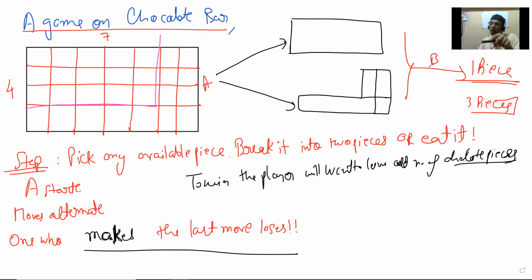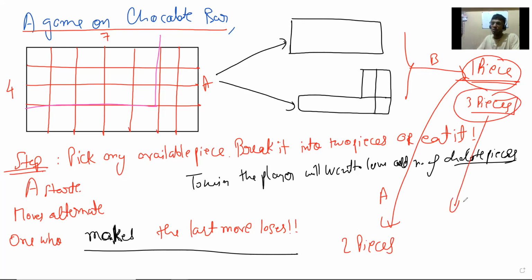Now you see, no matter what A does, if there is only one piece, then he loses. If he eats it, then he loses. If he doesn't eat, then again he will leave two pieces. If he divides it, then he'll leave two pieces for B. He can never leave an odd number of pieces, right? So even when there are three pieces, he eats one of them, he leaves two pieces for B. He divides one of them, he leaves four pieces for B. So two or four.